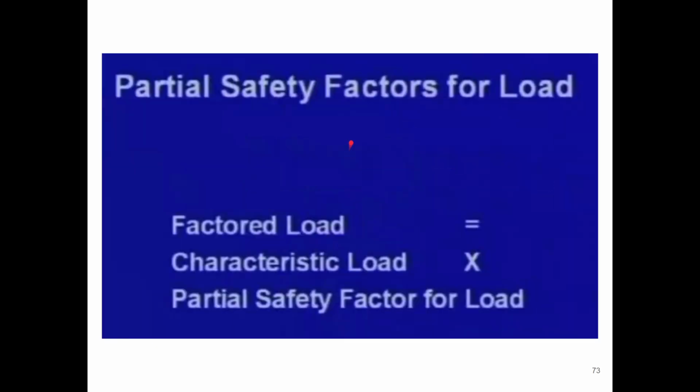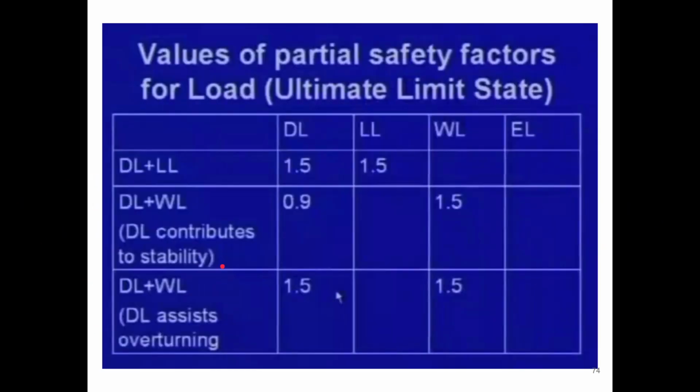So how do we find the factored load? The factored load is found by multiplying the characteristic load by the partial safety factor for load. The characteristic load is the maximum load which we have to design for and the building can withstand. Again, we have to multiply that with some partial safety factor for the load. So that is the factored load. We always design for the factored load, so that it gives maximum safety.